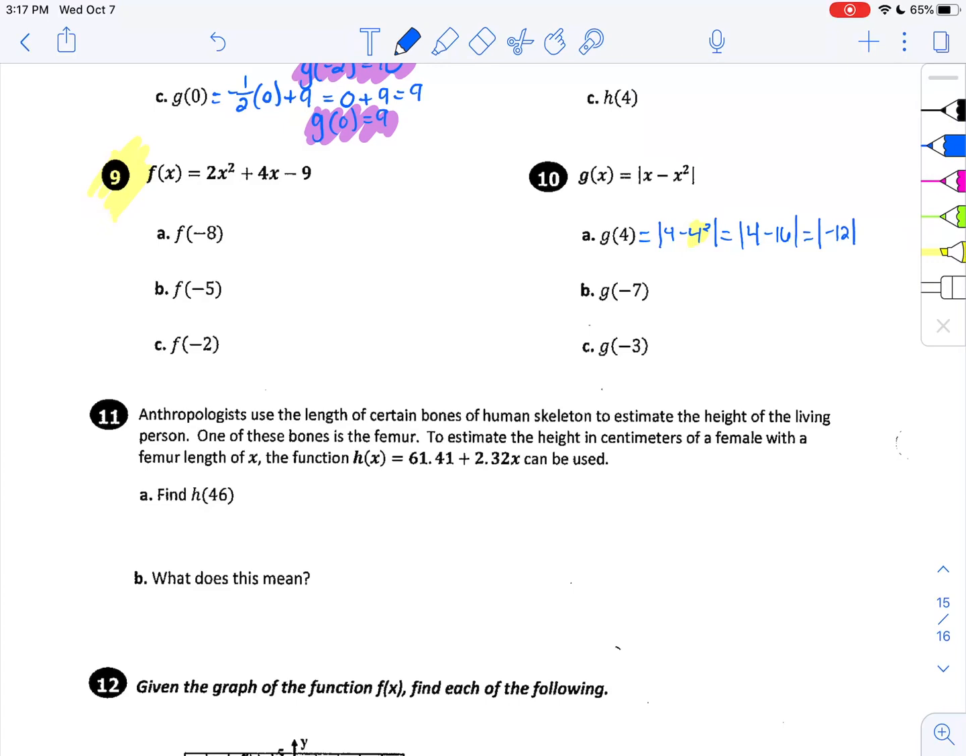So now that I've done all of the math inside my absolute value bars, I can find the absolute value of negative 12. Remember, the absolute value is the distance from 0, and distance is always positive. So the absolute value of a number is always the positive value of that number. So the absolute value of negative 12 is positive 12. So g of 4 equals 12.